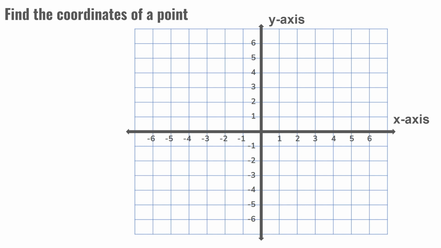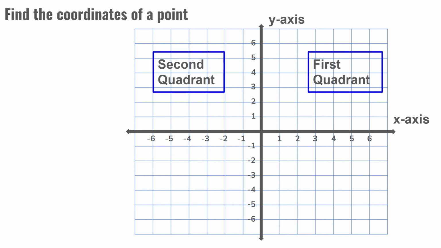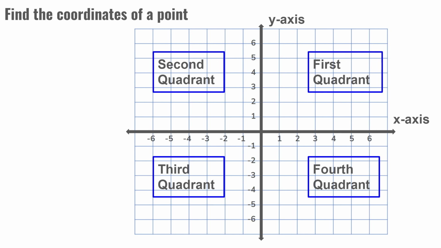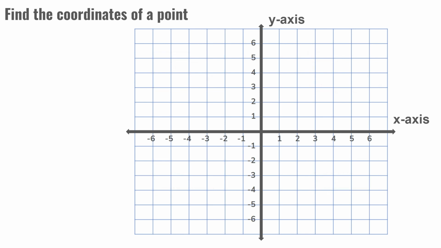Now, the coordinate plane is divided into 4 parts called quadrants. This first section is called the first quadrant, and moving counterclockwise, we have the second quadrant, the third quadrant, and the fourth quadrant. Now, the point where both the x-axis and y-axis intersect is called the origin.